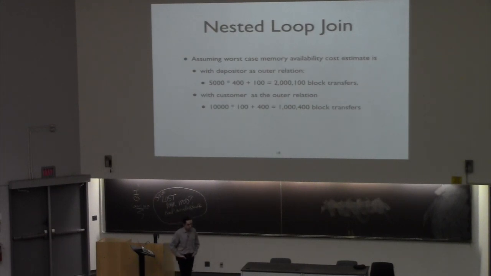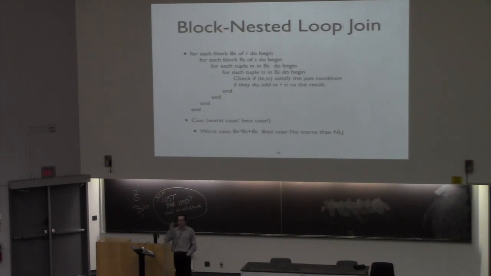So typically, what does it make sense to put on the inside? Your inner relation should always be your smaller relation. And ideally, if it fits entirely in memory, then your cost drops down even further. Obviously, this is not necessarily the most efficient use of your I/O resources. So, block nested loop join.